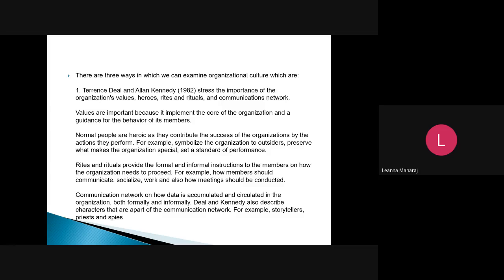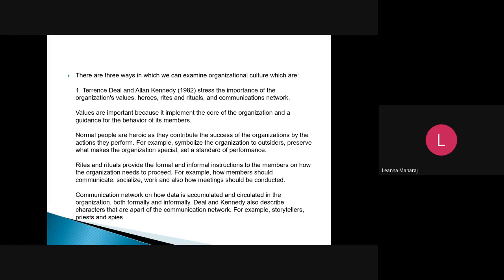Preachers see themselves as guarding the values of the organization. And also another role of them is to keep the members of the organization together. Spies, they are loyal to the leader of the organization and they provide information to the leaders as to what is happening within the organization.